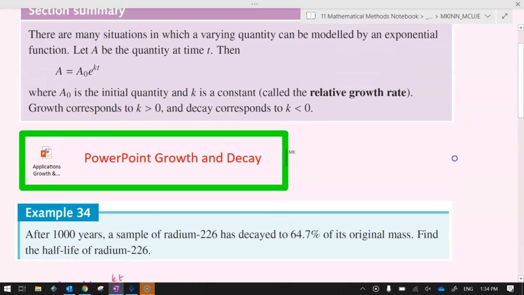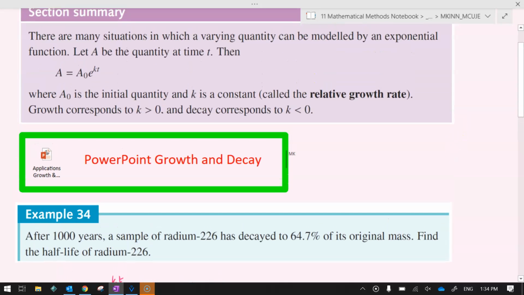We will do an example or two from the book. Then we'll go through one of Mr. Bransgrove's PowerPoints. As you would know, that's often a handy thing to do to get a feel for the sorts of things he may put on an exam. So that'll be worth doing. So let's start with example 34.